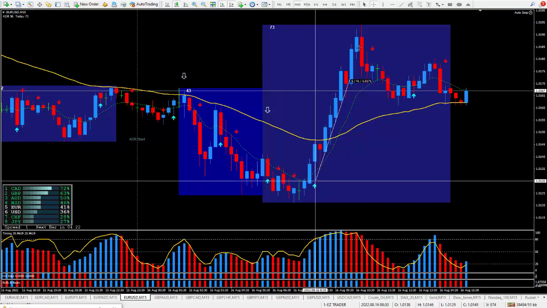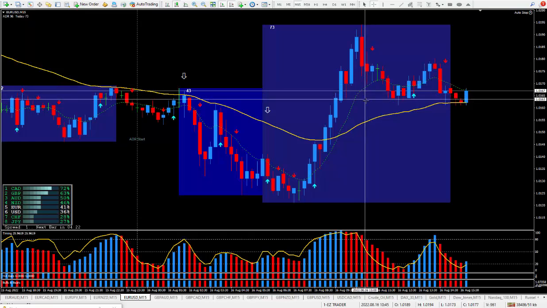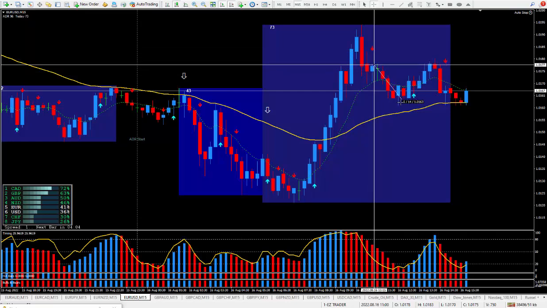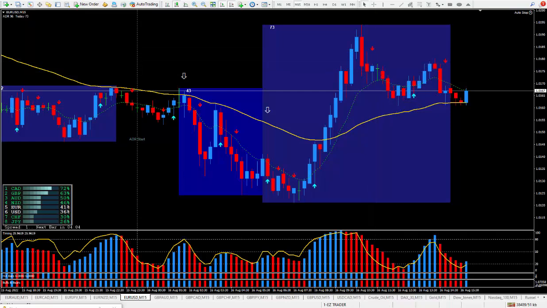So that move up there is 60 pips, and of course you can sell again. That's your trigger. And then the next candle where the arrow is, get in for 16 pips. Now we're moving on to the pound pairs, pound Aussie.